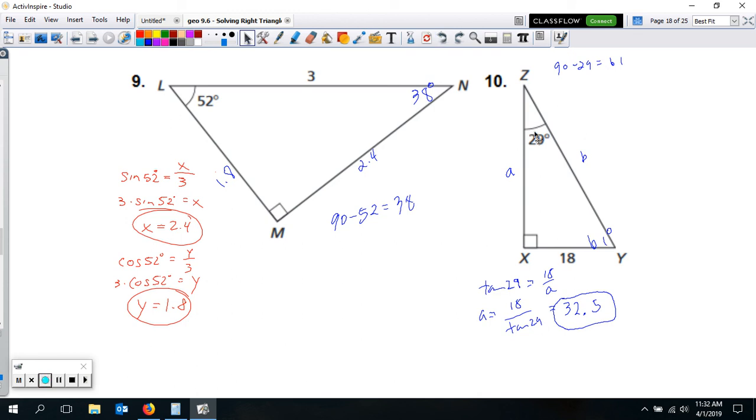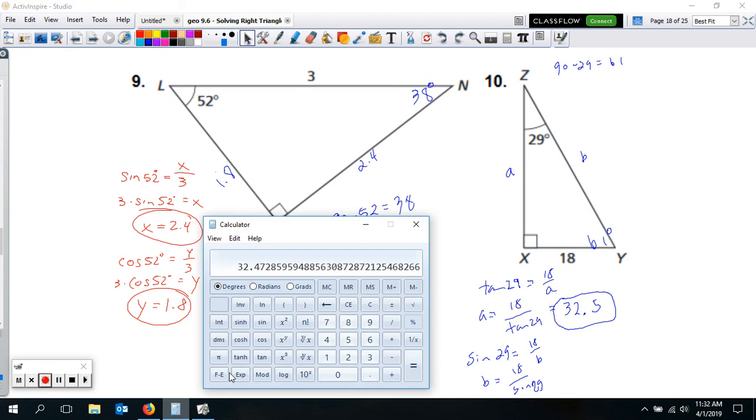And then for the B, if I use 29 again, it's going to now be opposite over hypotenuse. So that would be the sine of 18 over B. So sine of 29 degrees is equal to 18 over B. And again, go ahead and you switch both places here. So B is going to equal 18 divided by the sine of 29 degrees.